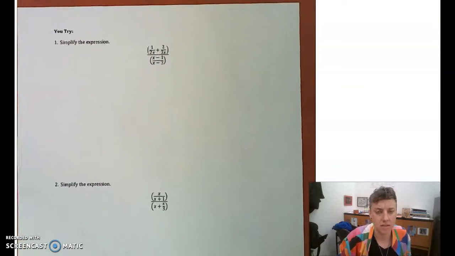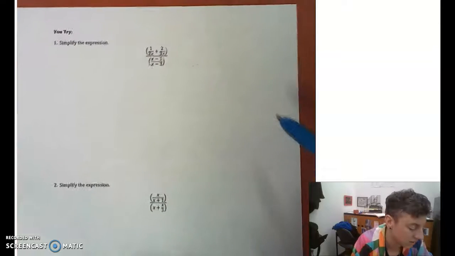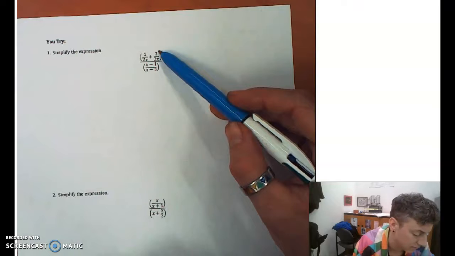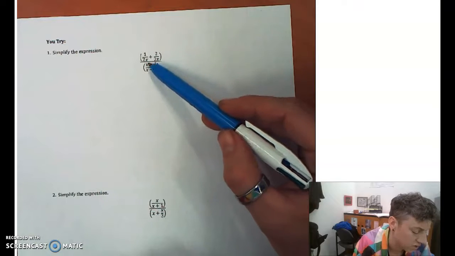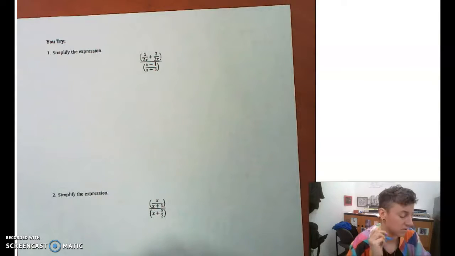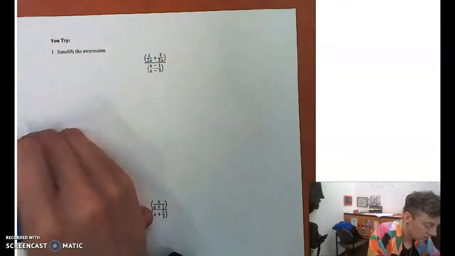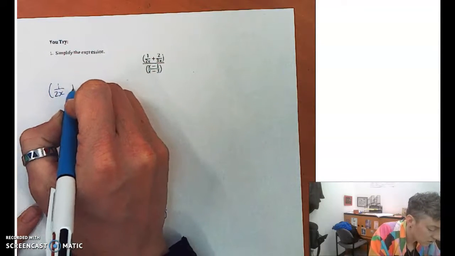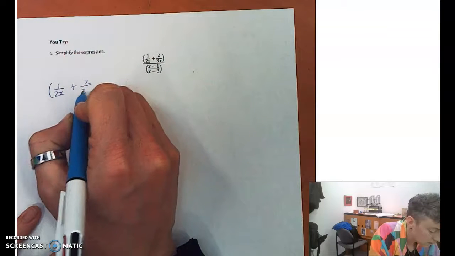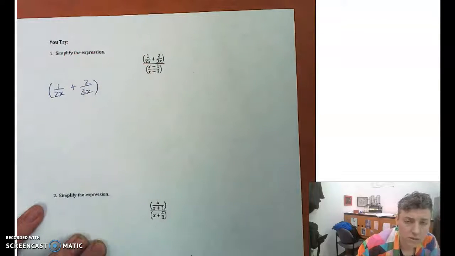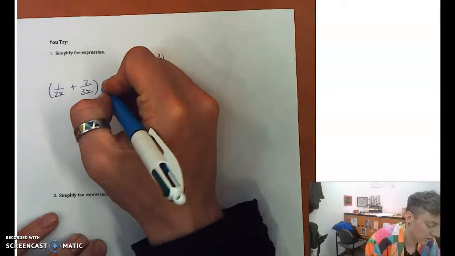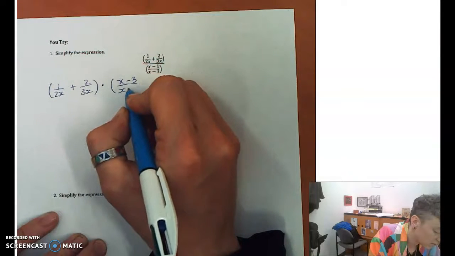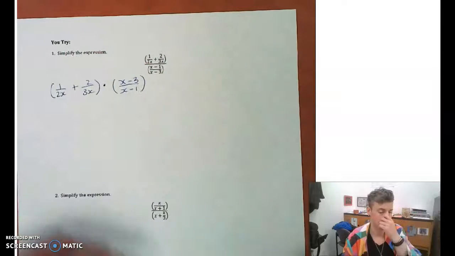Simplify this expression. We've got two fractions being added in the numerator and a fraction in the denominator. So let's first make this into a fraction times a fraction. So that's our numerator, times the reciprocal of our denominator, so times x minus 3 over x minus 1.